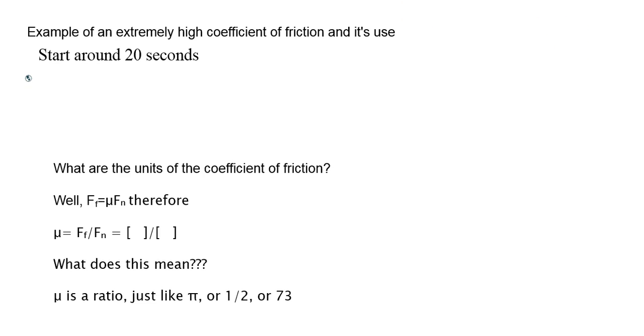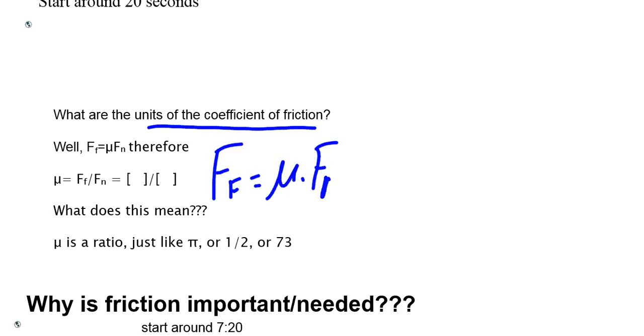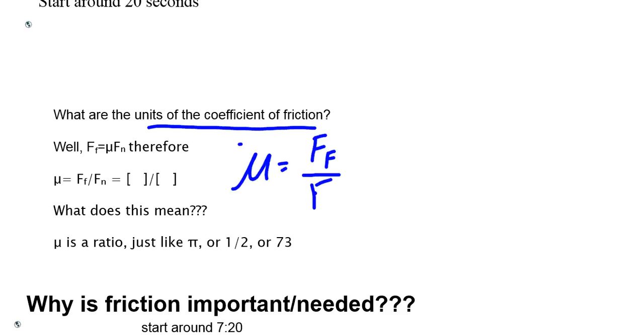So, finally, we're going to ask, what are the units of the coefficient of friction? What do we know? What do we measure that coefficient of friction in? Well, what do we know? We know that the friction force is the coefficient times the normal force. So if we want to solve for the coefficient of friction, we just divide over. And so dividing over, I get the following. The coefficient of friction is the ratio of the friction force to the normal force.